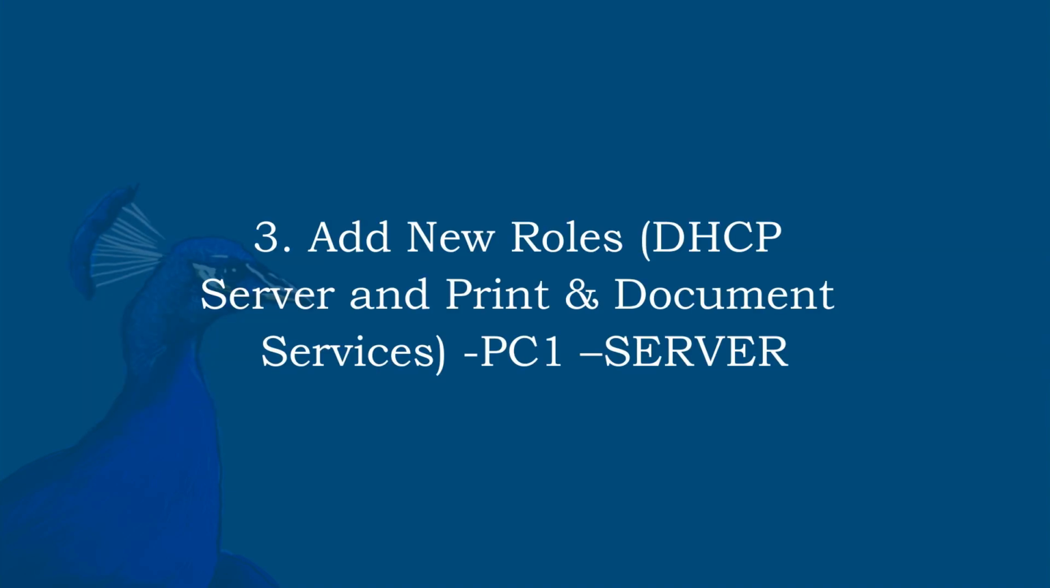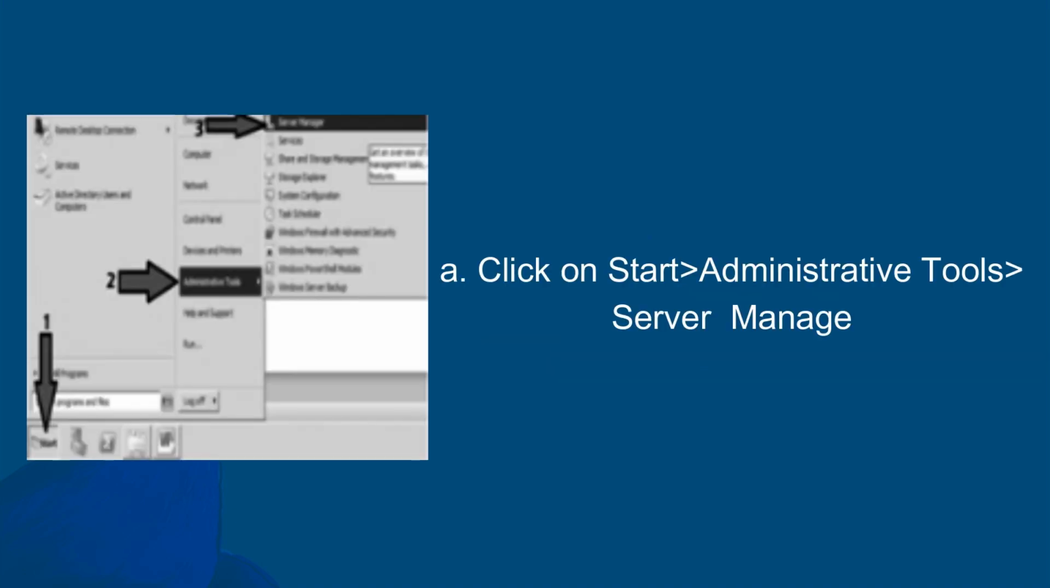Procedure number 3, add new rules or DHCP server and print document services from PC1 to server. A, click on Start, then Administrative Tools, and then Server Manager.